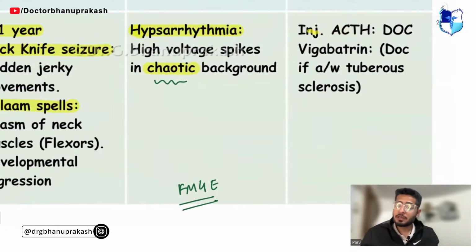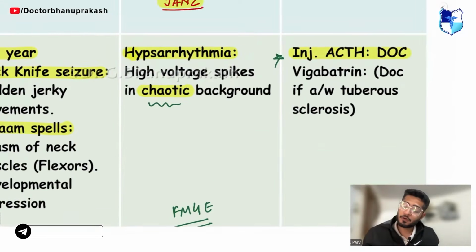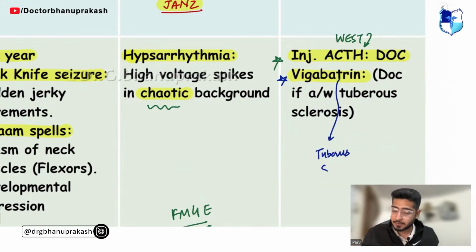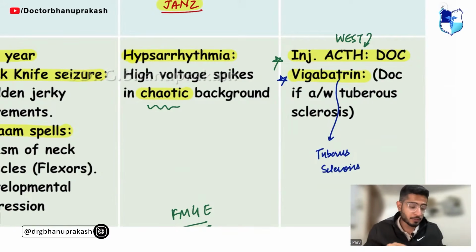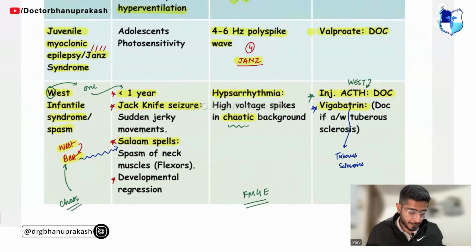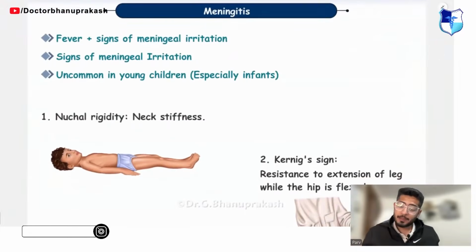The drug of choice is injection ACTH normally. So normally for your West, you have to give ACTH, but you have to add vigabatrin if it is associated with tuberous sclerosis. Vigabatrin. So T is important. T for tuberous sclerosis. Okay, so you have to understand this.